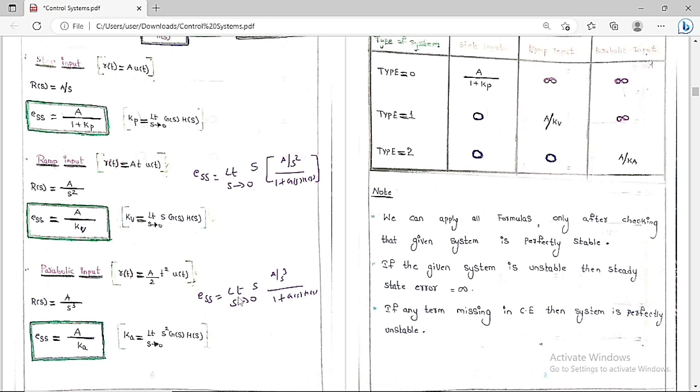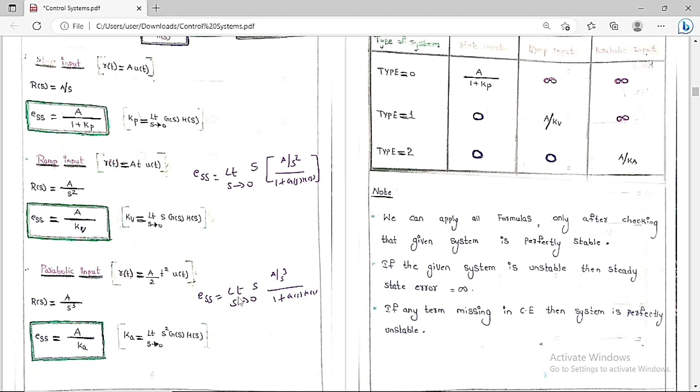So finally you have to remember like this. For a step input R of t is equal to A into U of t, the steady state error is equal to A by 1 plus Kp, where Kp is equal to limit s tends to 0, G of s H of s. For the ramp input R of t is equal to A t into U of t, the steady state error is equal to A by Kv, where Kv is equal to limit s tends to 0, s into G of s H of s. And for parabolic input R of t is equal to A by 2 into t square into U of t, the steady state error is equal to A by Ka, where Ka is equal to limit s tends to 0, s square into G of s H of s. All these formulas always you have to keep in your mind.